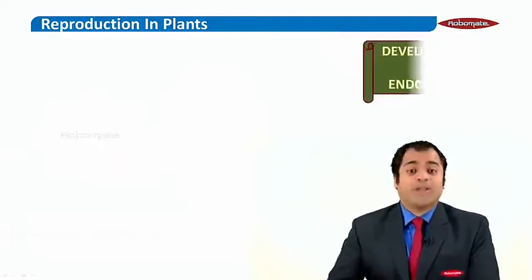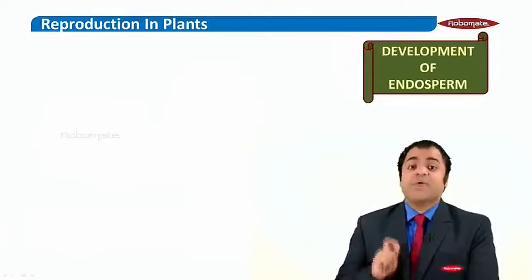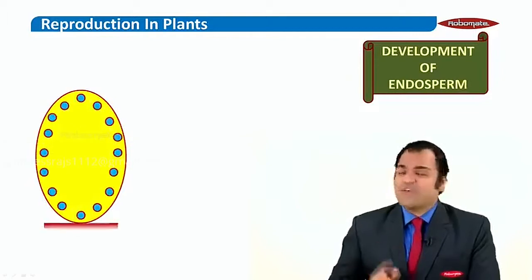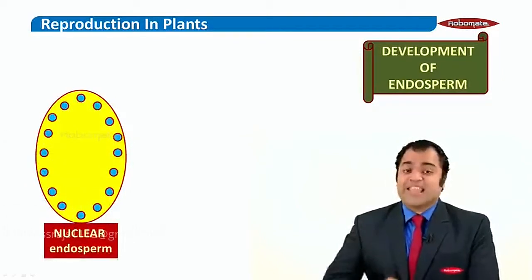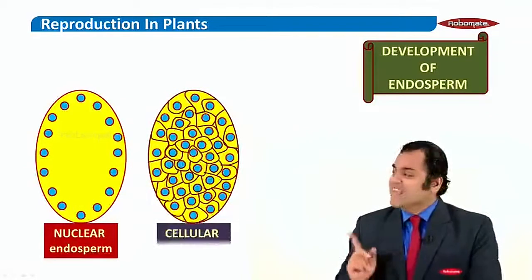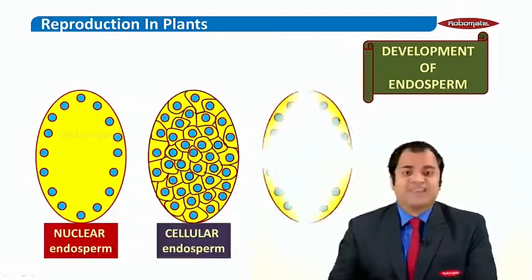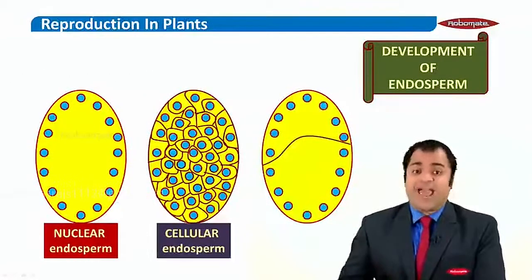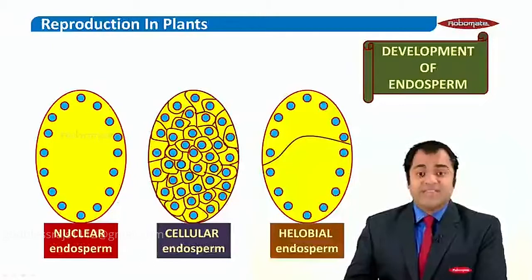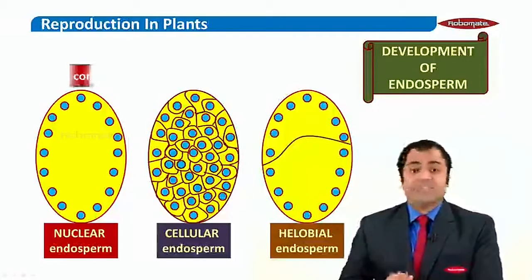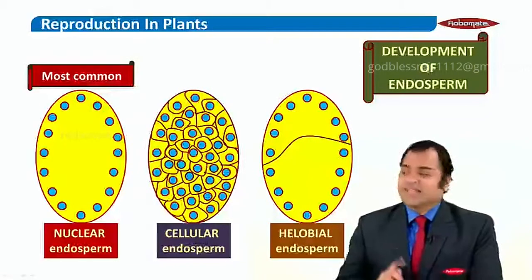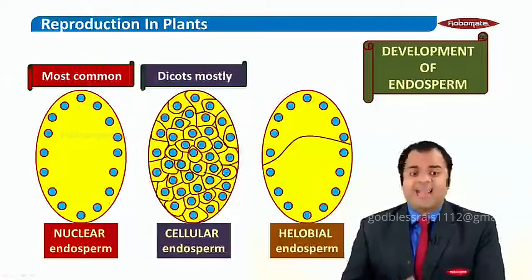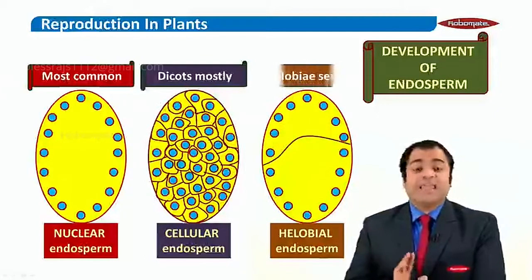So let us recollect what were the three basic types of endosperm based on how they developed. The first one was called the free nuclear endosperm. The second one is called the cellular endosperm. And the third one is called the helobial endosperm. I'm just showing you what happens initially. Does that make sense? Remember, the nuclear endosperm is the most common type of endosperm. The cellular endosperm is less common and found mostly in dicots, and the helobial endosperm is found in the Helobiae series of monocots.